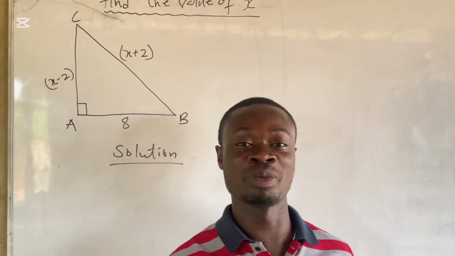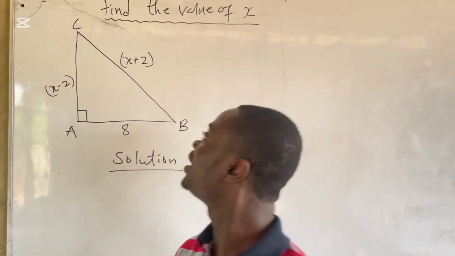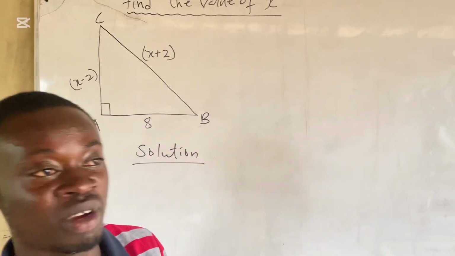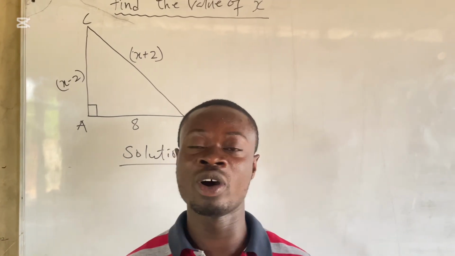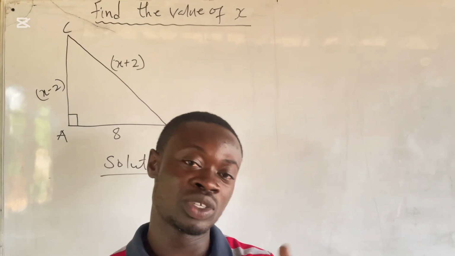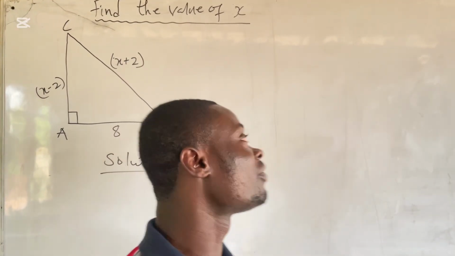Today we have this maths problem on the board. Let's solve it. Okay, so the question says we should find the value of x. So this question is coming from right angle triangle, or the one we all know as Pythagoras Theorem. So let's use the formula and find the value of x.